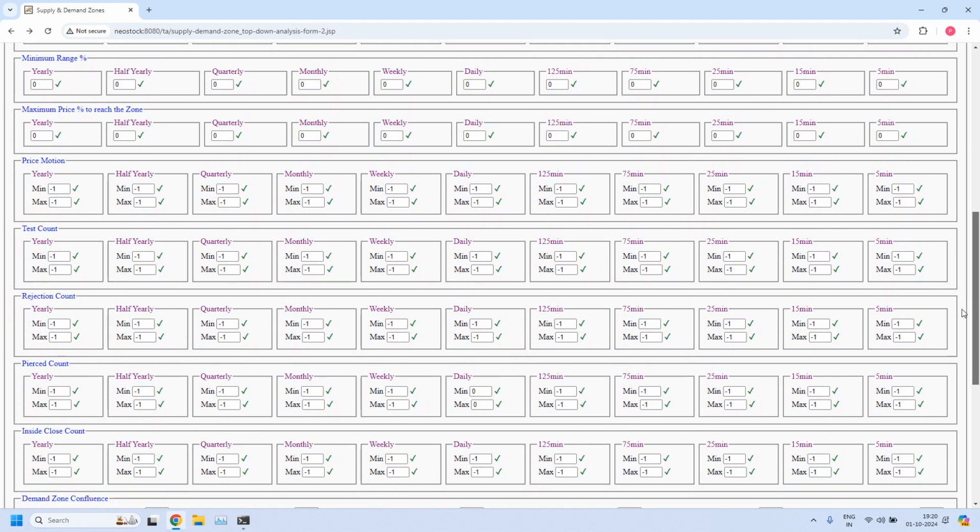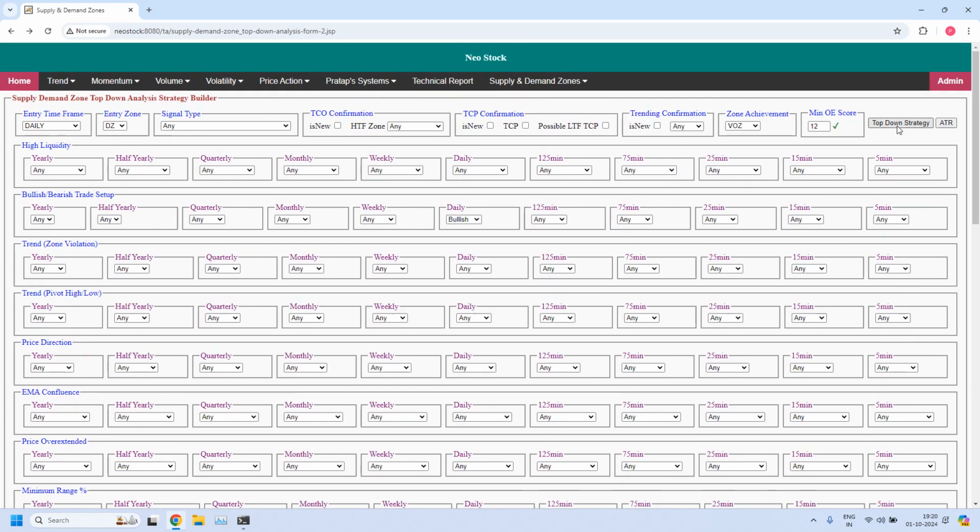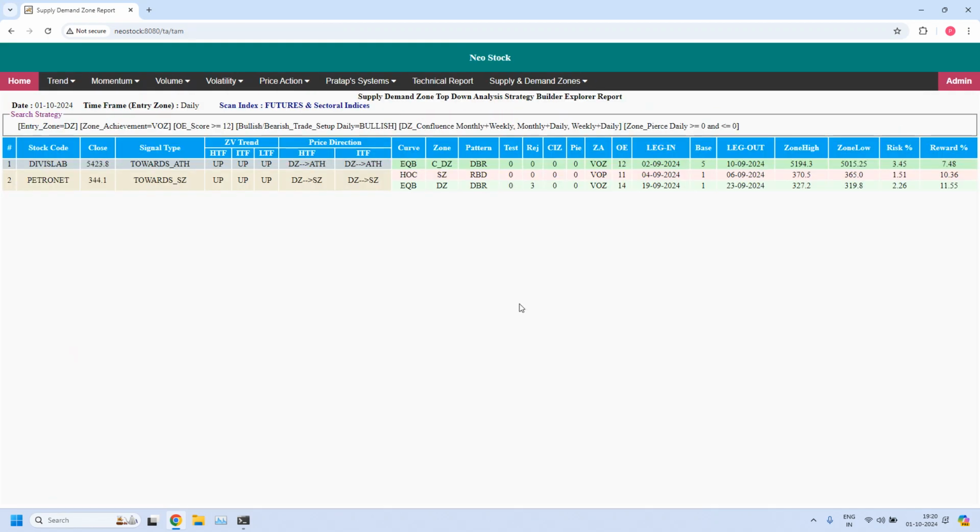So in the demand zone confluence, we already enabled the filter daily demand zone with weekly demand zone confluence. Next I am enabling the filter daily demand zone with monthly demand zone confluence. Also I am enabling the filter weekly demand zone with monthly demand zone confluence. With all the three filters, now we can get LTF, ITF and HTF zone confluence stocks. Only 2 stocks are filtered.